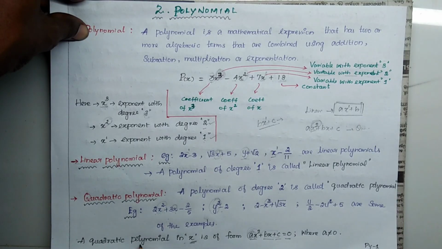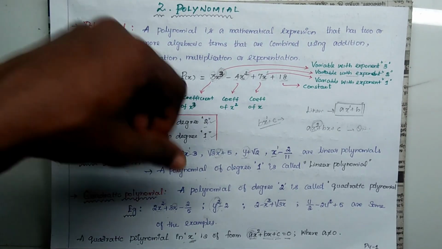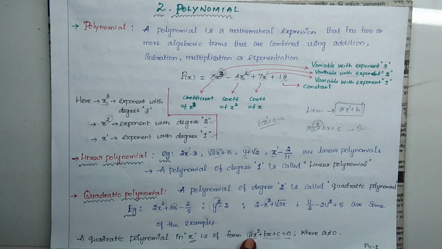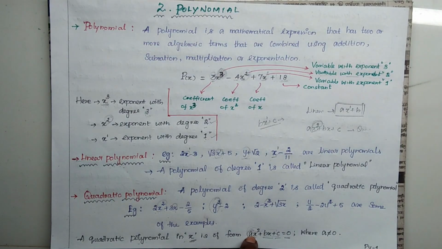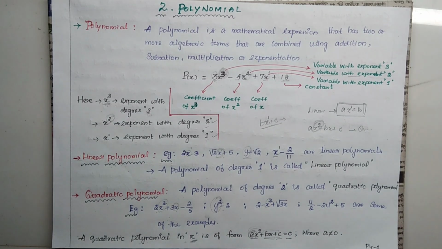So a quadratic polynomial will have the value of a present. So a is never to be 0 in the concept of a quadratic polynomial.